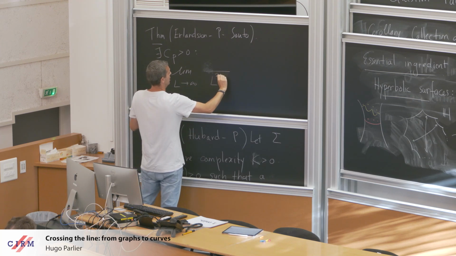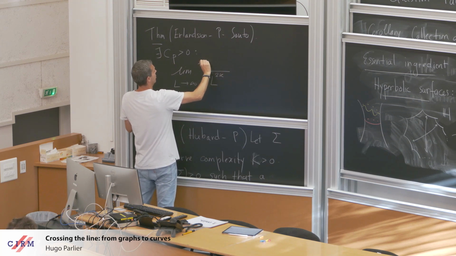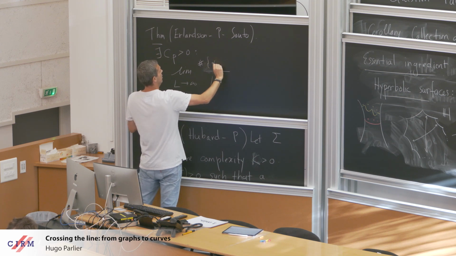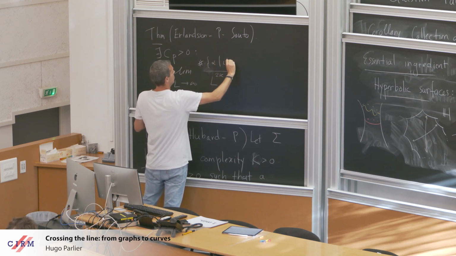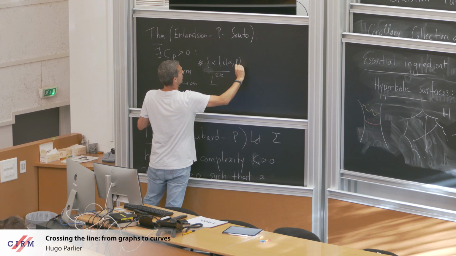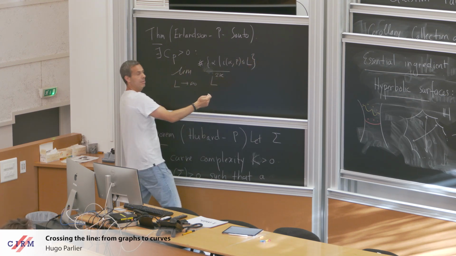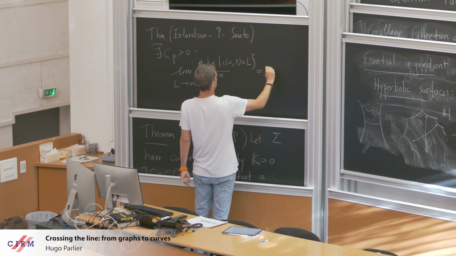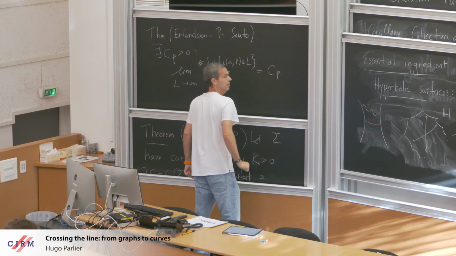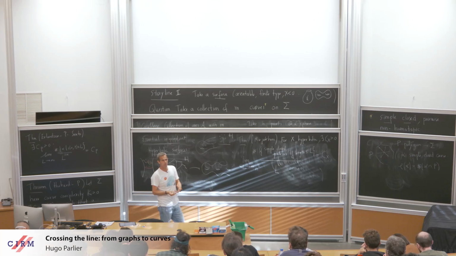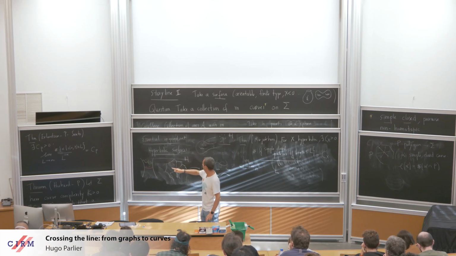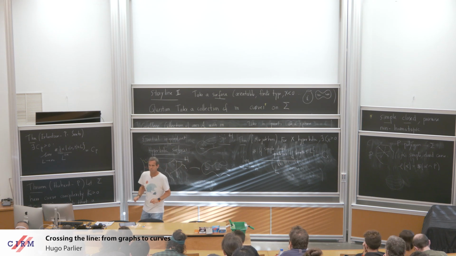L to the power of 2 kappa, and the number, the limit of this is also equal to this CP. Right? So it's sort of a combinatorial version of this other theorem. Okay. This does not depend on the length, the Riemannian length.